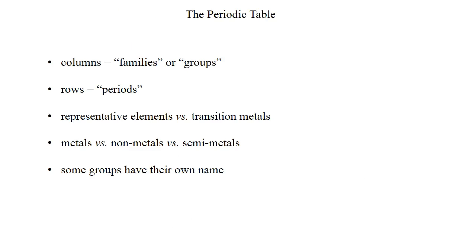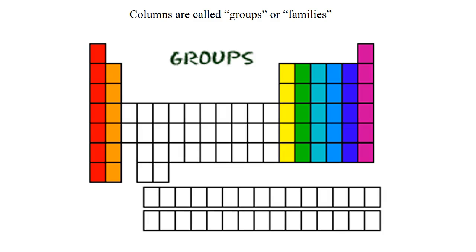We're going to talk about these 5 bullet points one at a time. The first one we're going to talk about is the columns, the way that we arrange the elements with common properties into groups or families, and you can see those arranged here, right?